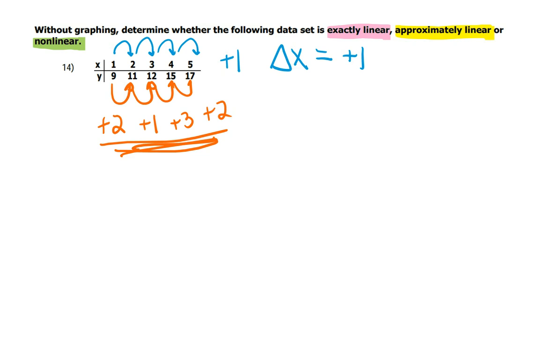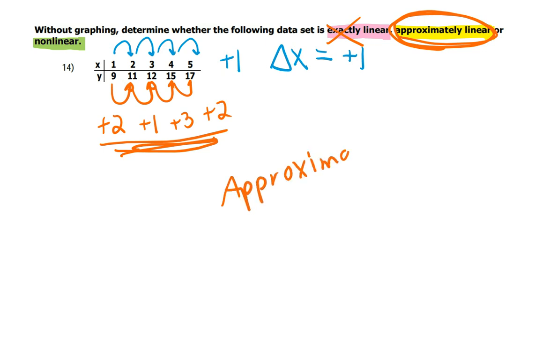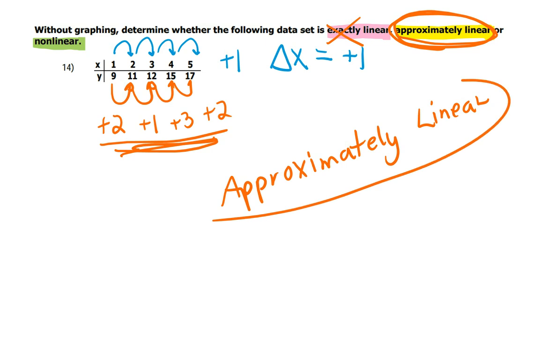Okay, so my change in y is not exact, but it's close. It keeps increasing, up 2, up 1, up 3, up 2. It's close. So my answer would be approximately linear. And make sure on the test that you write it out approximately. Don't just say linear, all right? You have to give me which one it is. Is it exactly linear, approximately linear, or non-linear? So say the right answer.